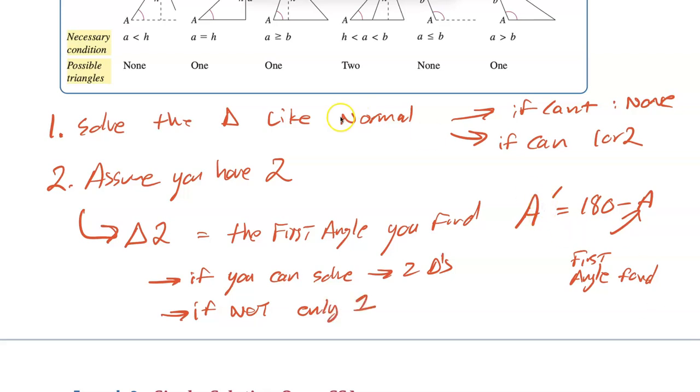So always assume you have two triangles. So solve like normal. If you're trying to solve like normal and you can't solve it, there's no triangle. If you can, then it's one or two. So once you're done solving, go back to your first angle, do 180 minus that angle, and that's your first angle in triangle 2. If you could solve that triangle, then there's two triangles. If you can't, you'll learn real quickly, oh yeah, I can't solve this triangle. So then there's only one triangle.